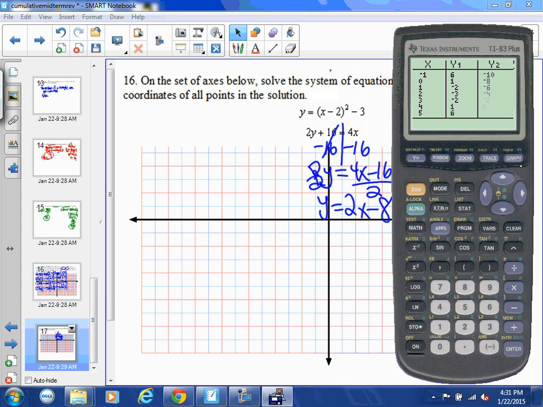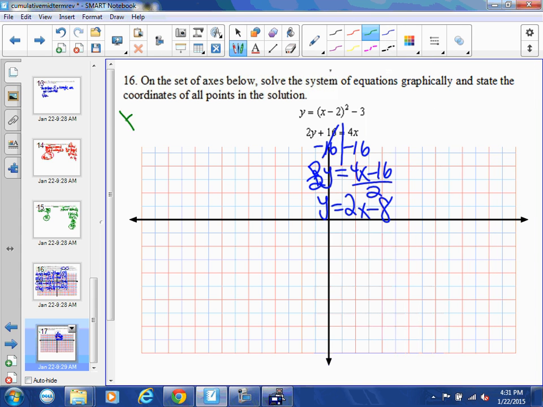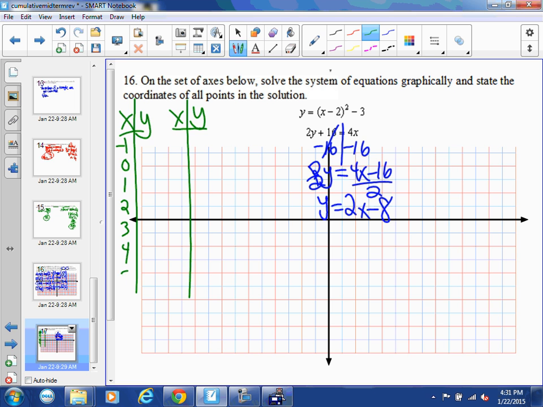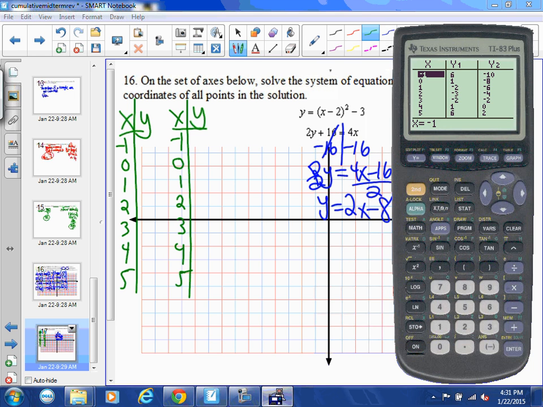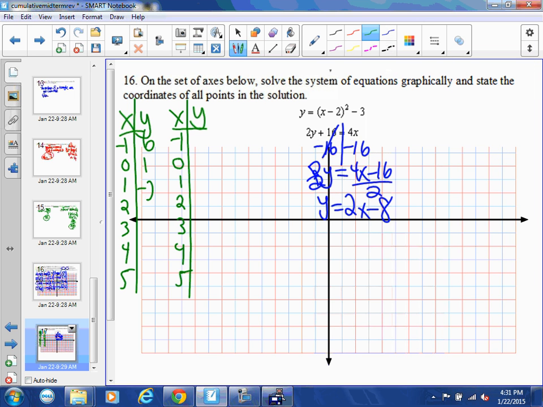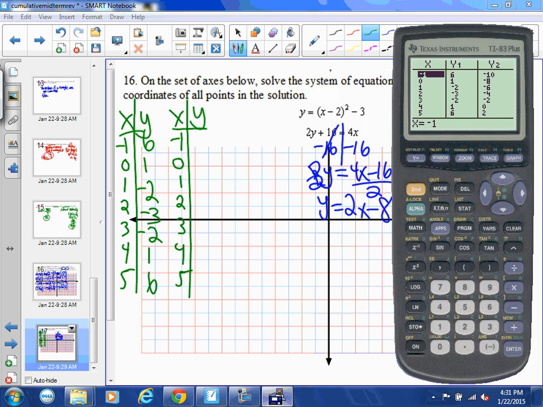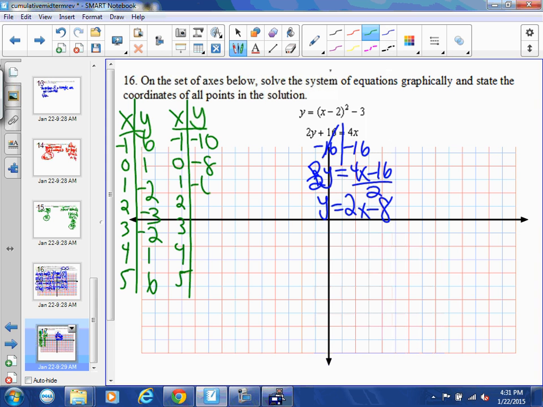So to get my point, I go to my table. I need my mirror image. Awesome. It's there already. I'm going to copy down my 2 tables. Both of them are going to go from negative 1 to 5. My y values. My first one, 6, 1, negative 2, negative 3. And the other one, negative 10, negative 8, negative 6, negative 4, negative 2, 0, and 2.